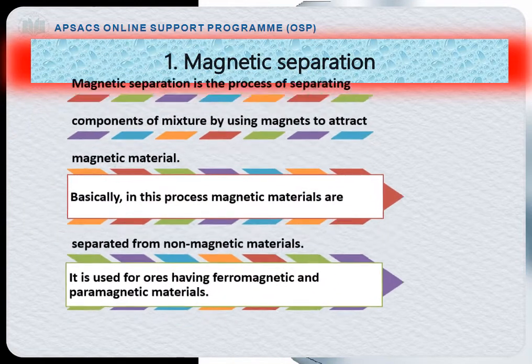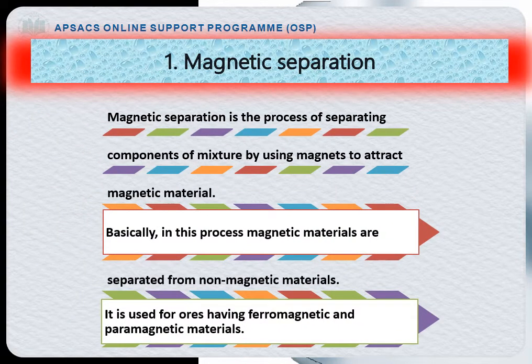What is magnetic separation? Magnetic separation is a process of separating components of a mixture by using magnets to attract magnetic material. Basically, in this process, magnetic materials are separated from non-magnetic material. It is used for the ores having ferro and paramagnetic materials. Ferro and paramagnetic materials are those materials which can be attracted towards the magnet. So the magnetic separation process is used in those ores which have magnetic type of material. Let's suppose iron, copper.